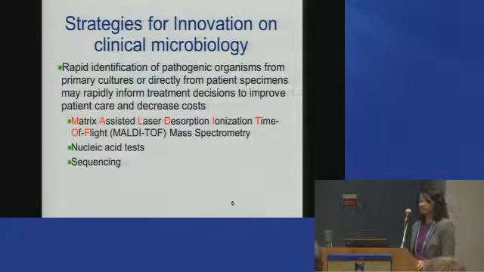So the strategies that are now really playing a major role in microbiology are: how do we get rapid identification to occur for pathogenic organisms so that we can give these answers out quickly to our clinicians, which can have rapid impact on patient care and can also decrease costs in the lab. So time, cost, and patient care have become really relevant in micro.